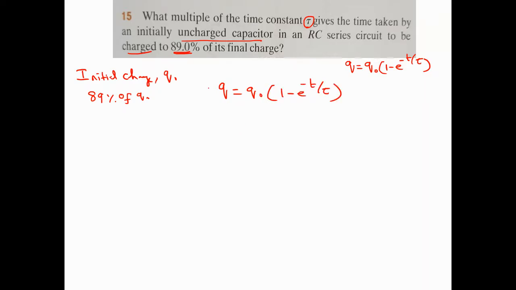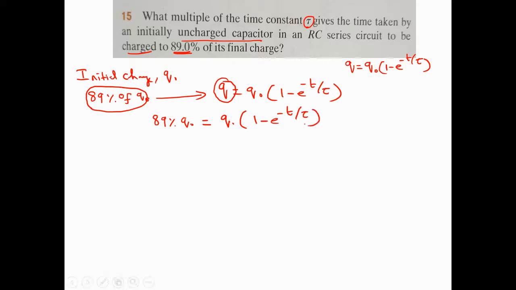Now, what is our final charge? Our final charge is nothing but 89% of the initial charge. Because this Q represents what charge we are going to save, my Q is nothing but 89% of the initial charge. So I write 89% of Q naught, which is exactly equal to Q naught multiplied by 1 minus e power minus t over tau.